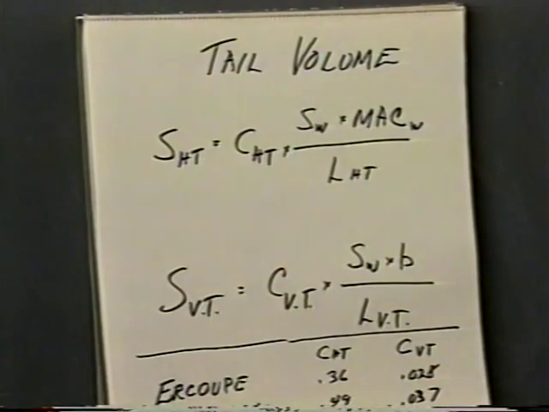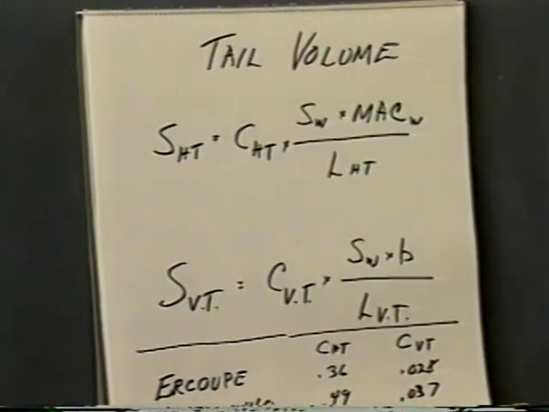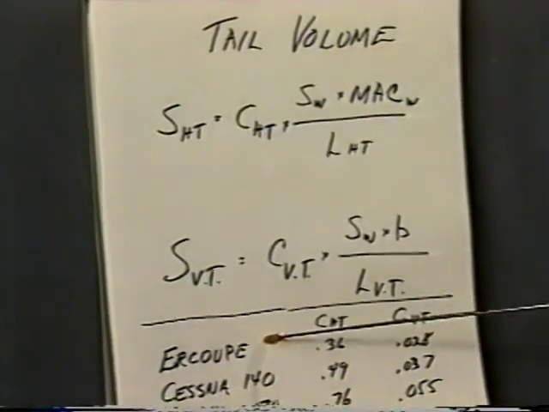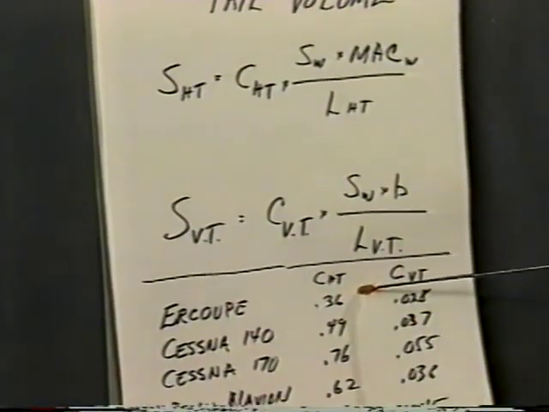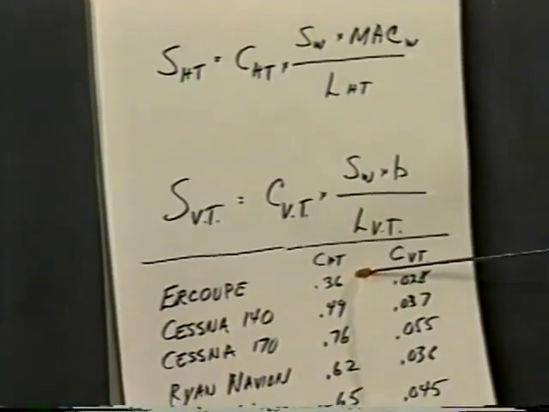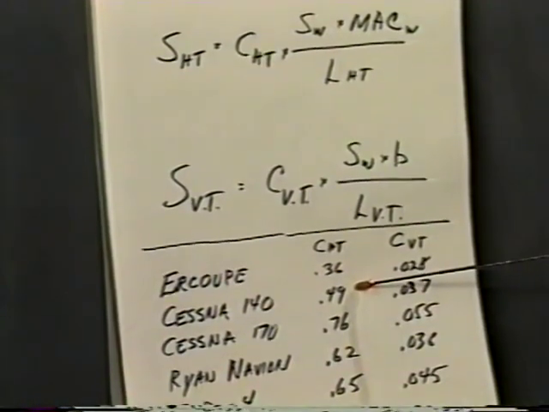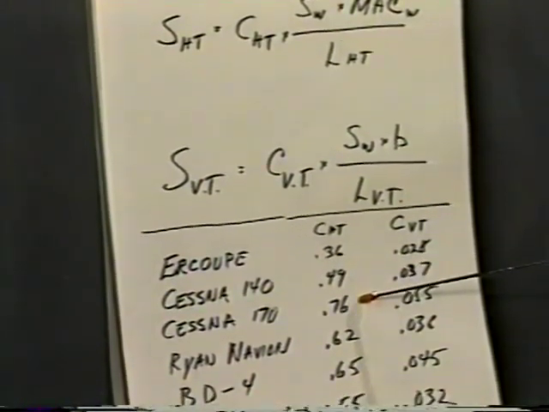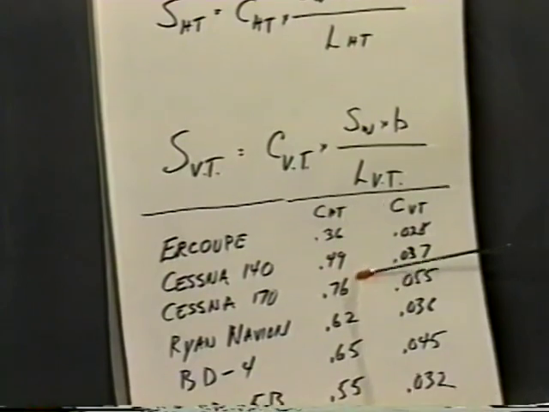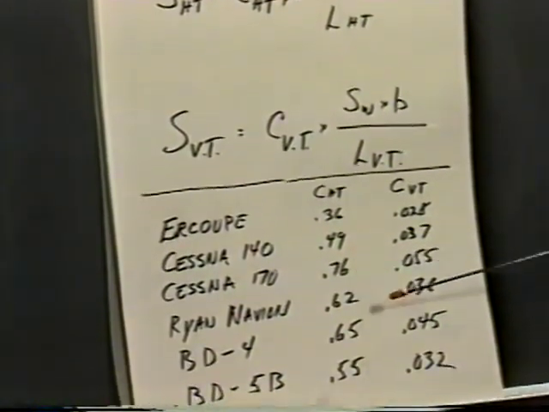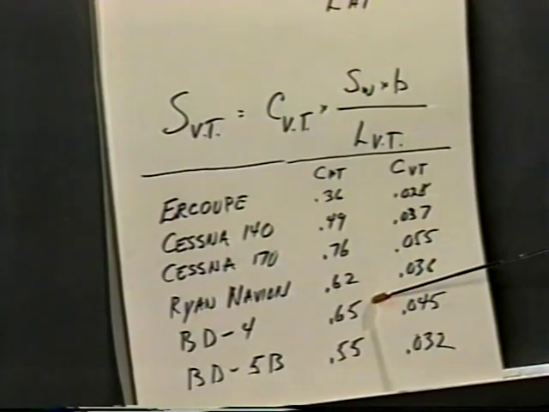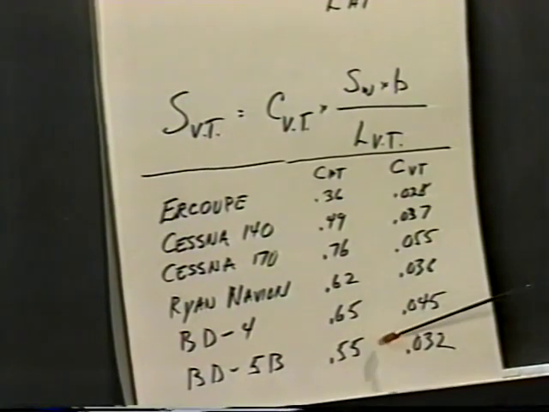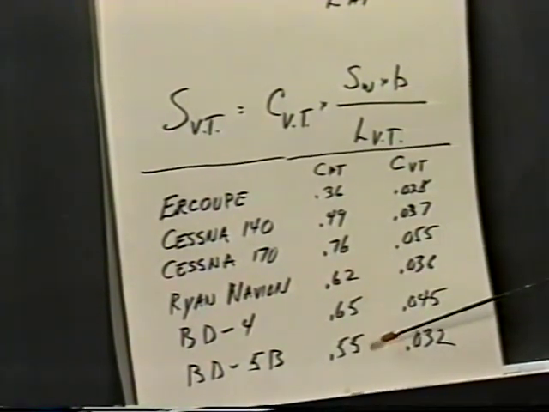To give you some rough idea as to what some of these coefficients would be, for an Air Coupe, the horizontal tail volume coefficient was 0.36. For a 140 it goes to 0.49. A 170 is 0.76, which incidentally is about one of the highest ones around. An Avion had 0.62. A Bede 4 had 0.65. And a Bede 5B had 0.55.